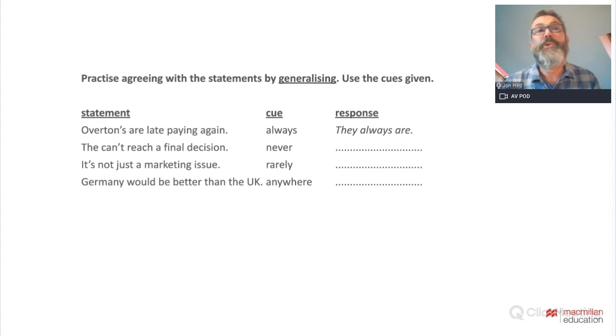Yeah, they always are. Anyone like to jot down any of the answers to this? They can't reach a final decision. It rarely is for the third one. They never do, or they never can. I never can, Courtney, yes. No one ever can. They never can. Germany would be better than the UK. Anywhere would be better, or anywhere better than the UK, or anywhere would, depending on how much ellipsis.